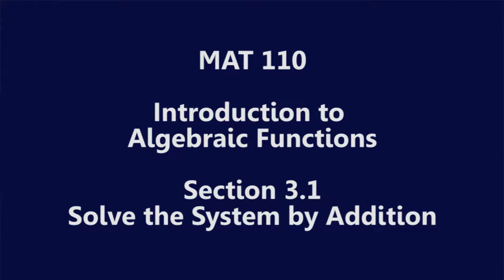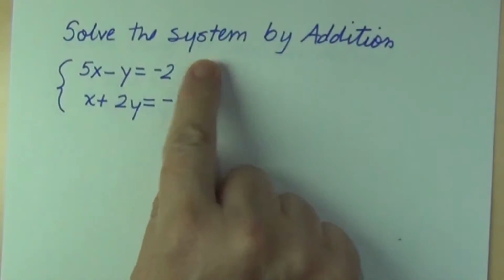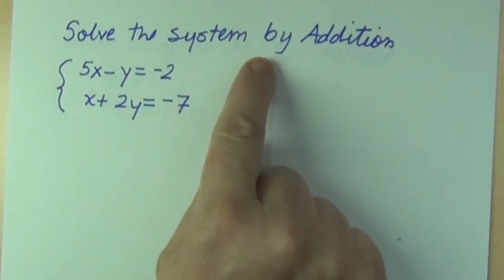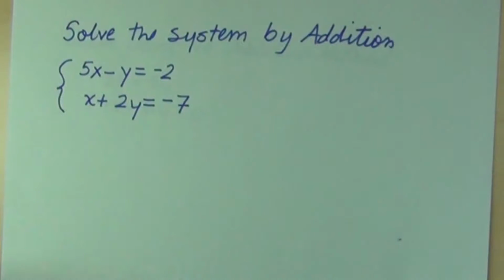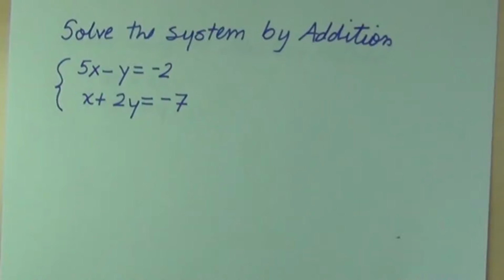Section 3.1, solve the system by addition. Here we are being asked to solve a system of two linear equations by the addition method. In the addition method, we're going to add these two together in a way that we eliminate one of the variables in order to find the solution, or the point where these two lines intersect.